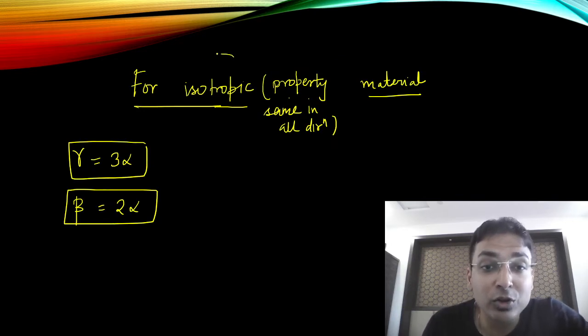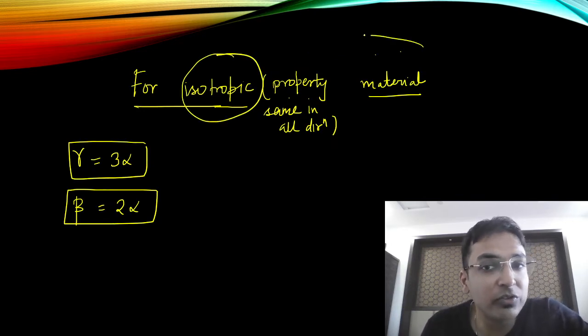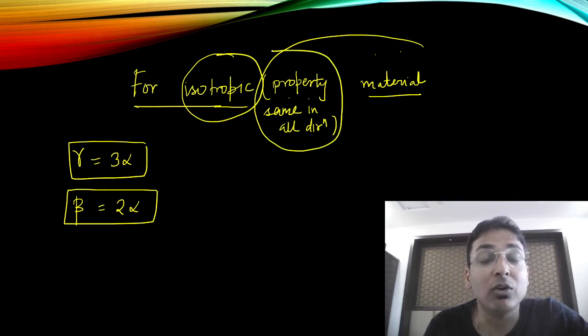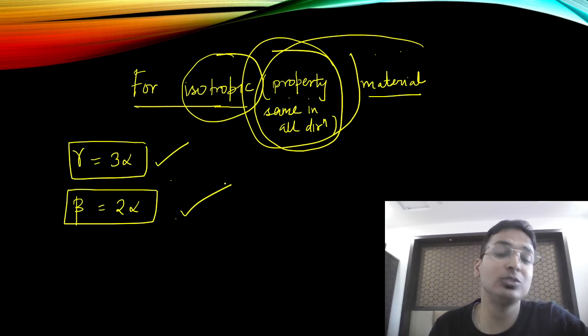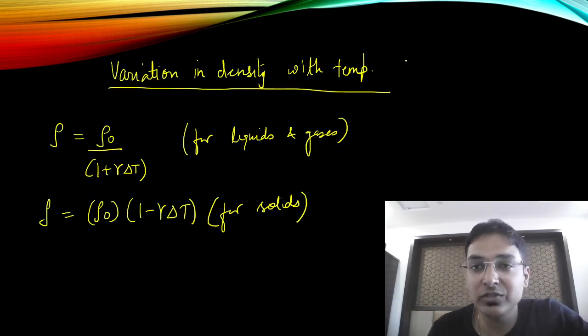Okay, now for an isotropic material, which one is it? The one for which the properties are the same in all directions. Gamma is 3 alpha and beta is 2 alpha. Well done, guys.